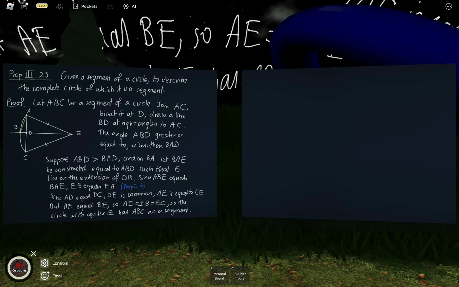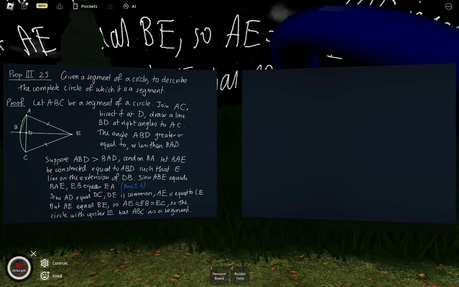But that's only one of the cases, right? All right. It's manifest that the segment ABC is less than a semicircle because the center E happens to be outside it. Yeah, because BAD is less than BAE.